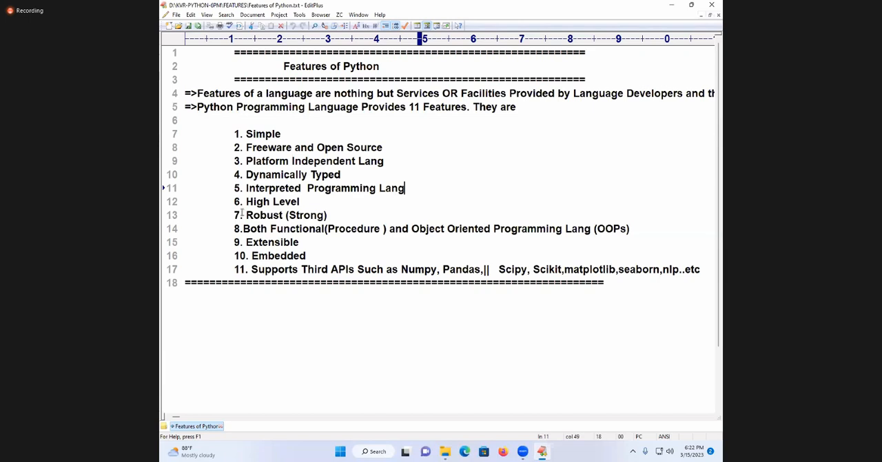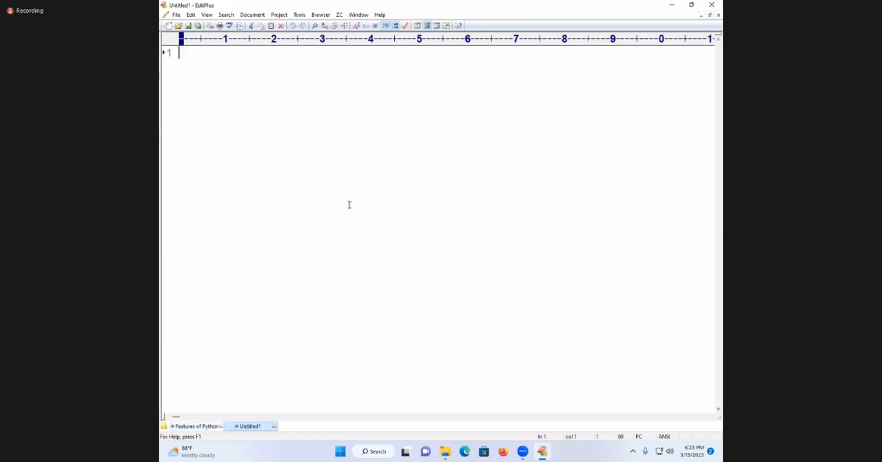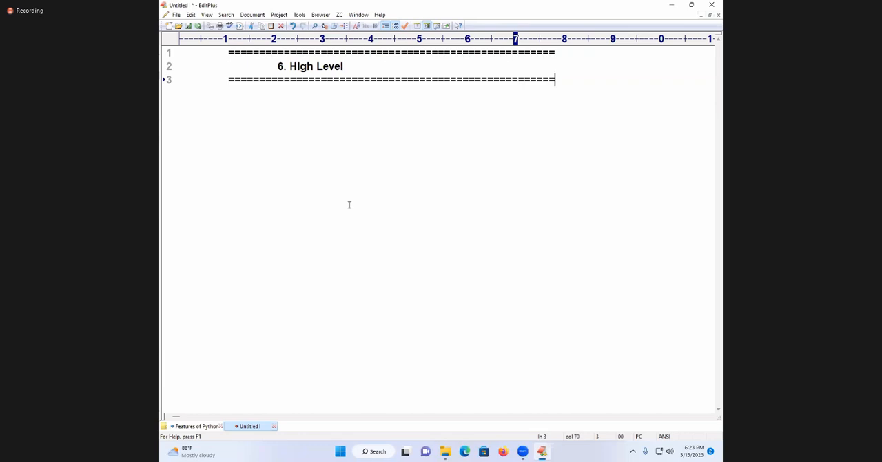So coming to the point, we are entering into the next feature called high level language. Carefully look at that. These features are very simple, easy to write, and easy to understand.